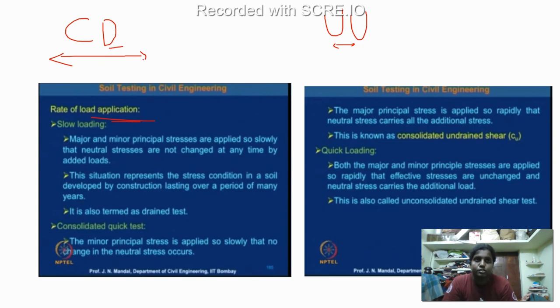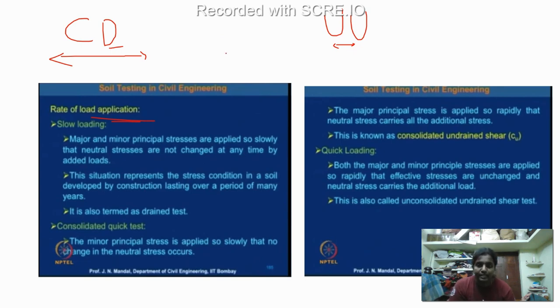CD test is useful when we want to know the long term behavior of soil. That's what it means. When you want to know at long term what could be the strength of the soil, then CD test will be performed. As a quick test, when you immediately want to know, as a rough idea, what could be the shear strength of the soil, then we can do the UU test.